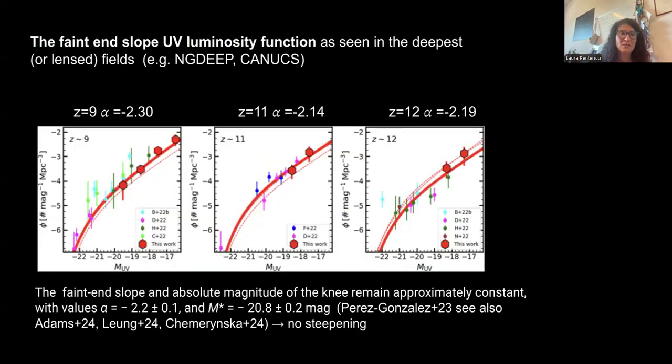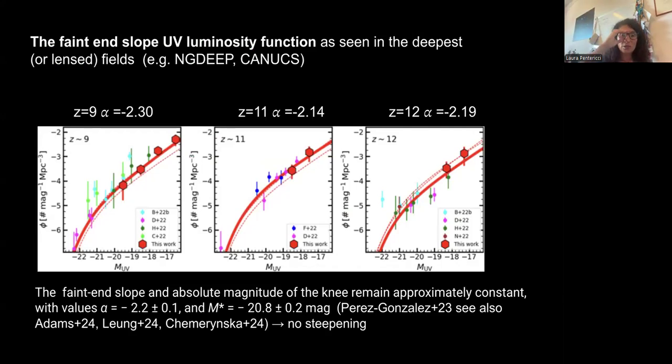So even in the deepest fields, programs like NGDeep or Canucks, we go to minus 17. Even using lensing, we go to maybe minus 16, minus 15, but we never go to the minimum luminosity where we think galaxies exist, which is around maybe minus 13. So we need to basically extrapolate in our integration. And that's why knowing accurately the faint end of the luminosity function is important, because if you don't get your faint end well, you extrapolate wrongly, and you can have large errors in the extrapolation.